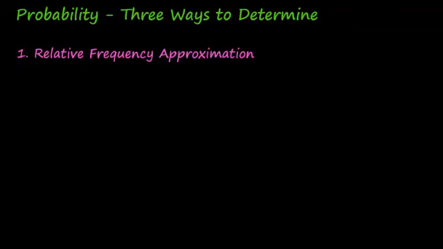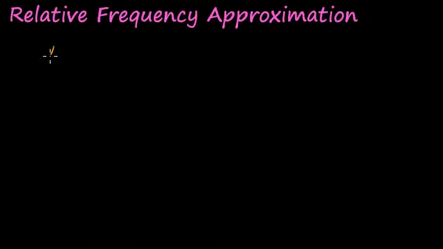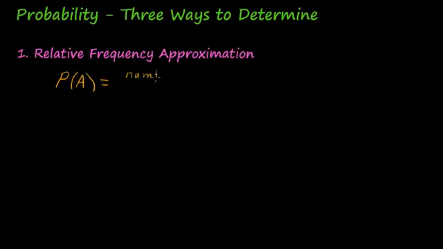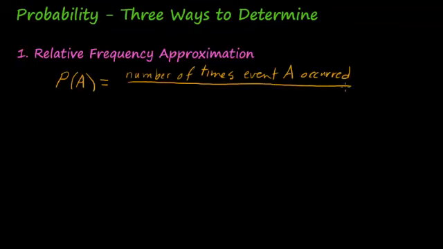Here we observe a procedure and count the number of times the event we're interested in occurs. For example, if we call it event A, then the calculation would look like this. The probability of event A, that's how our notation is read, is equal to the number of times event A occurred divided by the number of times the procedure was repeated.